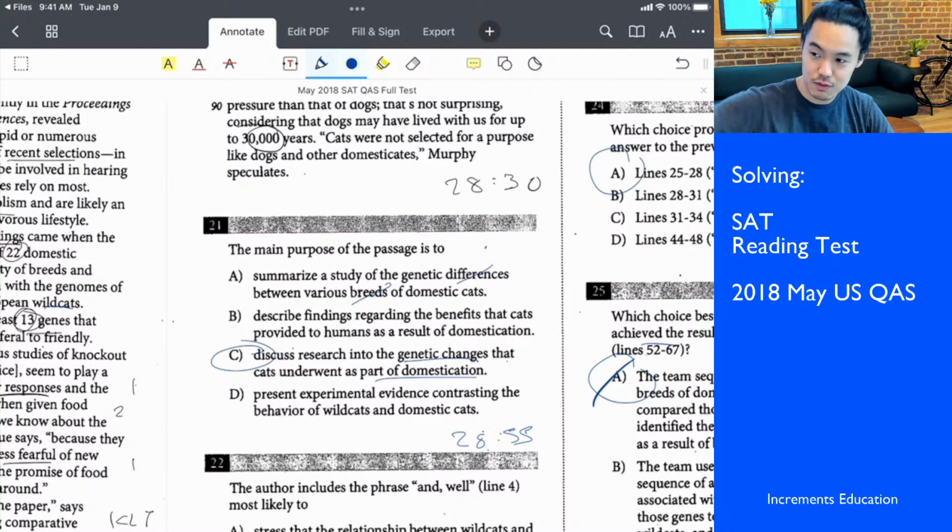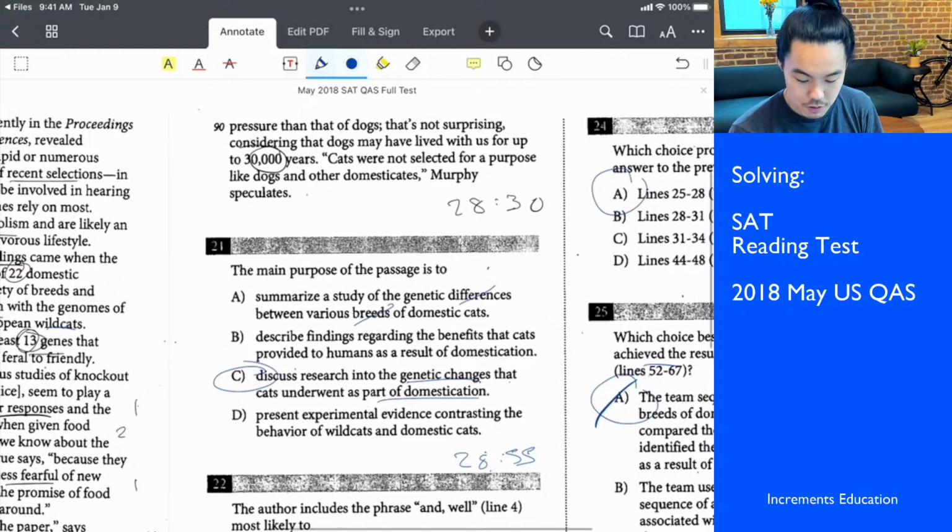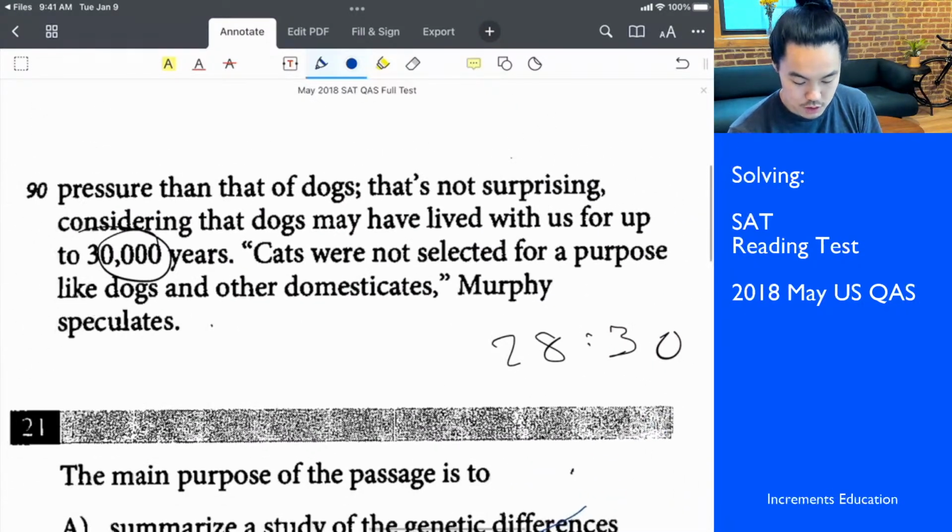So I'm like a cat and I'm talking about some other cat. Why is Fluffy over there getting all these free treats from those human beings? And it's like, oh, because Fluffy is cute. Fluffy is being sociable and I'm being paranoid and antisocial. That's why. So cats sort of organically evolved to be domestic. And to come back to this passage over here, cats were not selected for a purpose like dogs and other domesticates. What are the examples of the other domesticates?